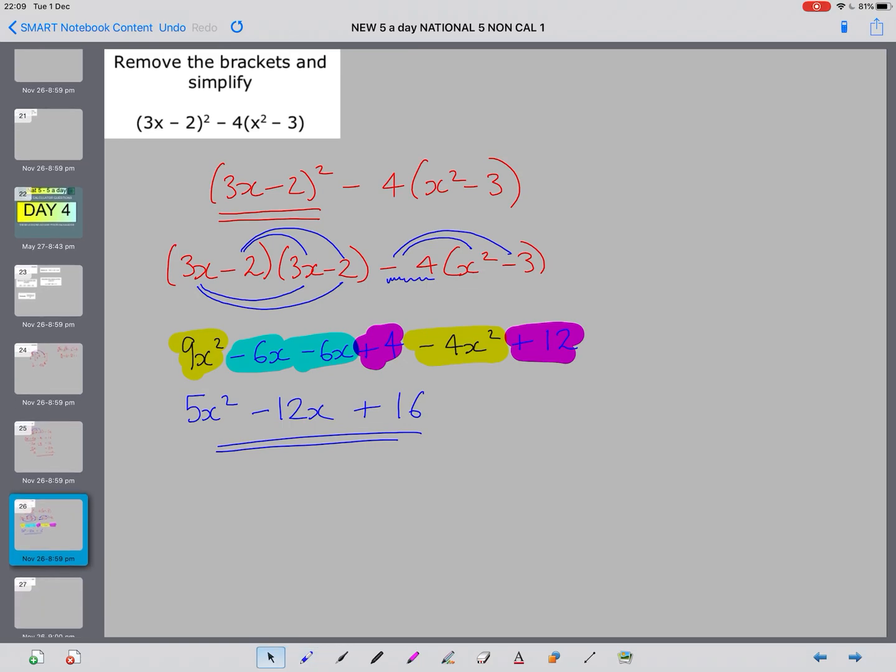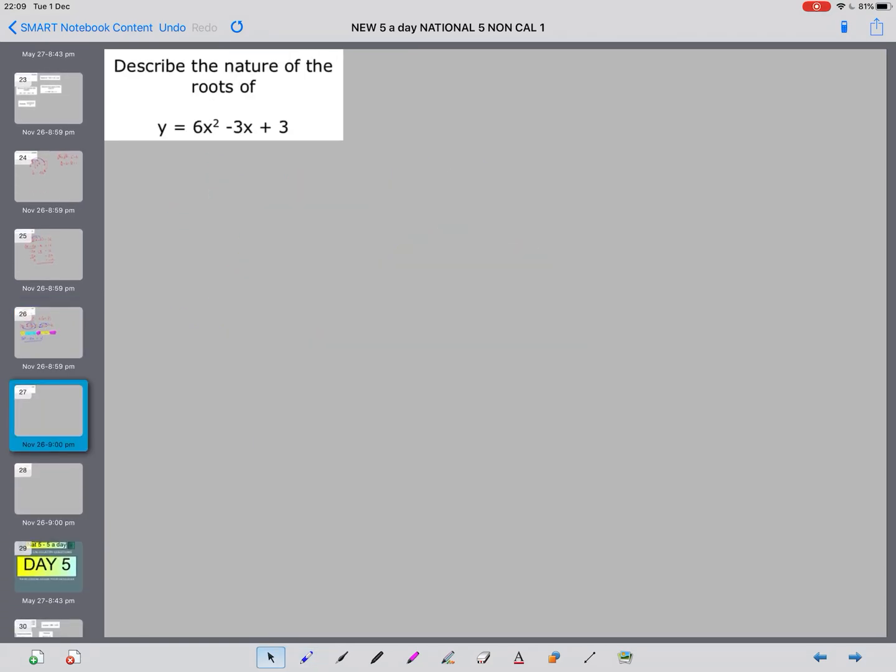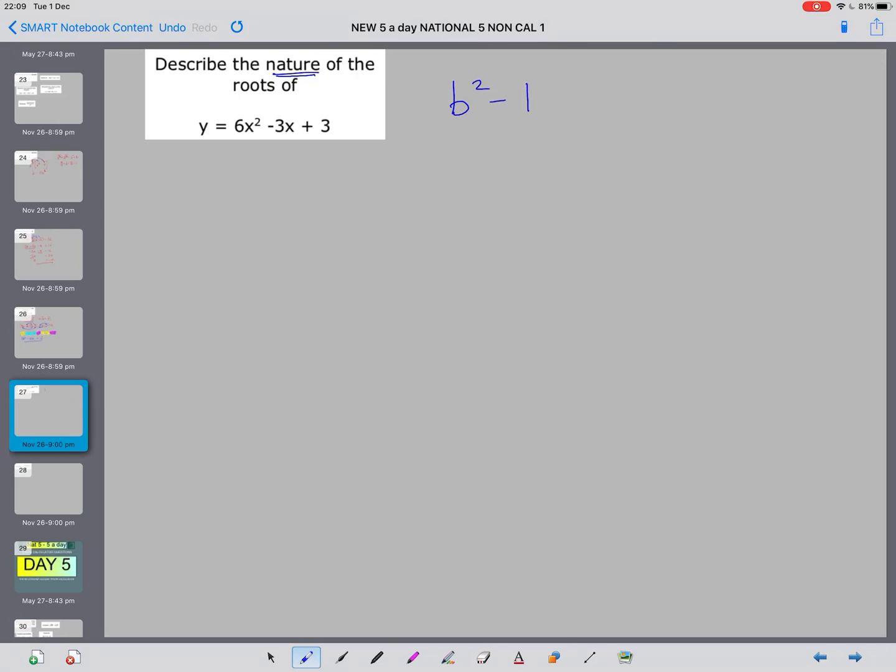Okay, next one. Determine the nature of these roots. So whenever you see that word nature, you should be thinking about the discriminant. Now the discriminant is b squared minus 4ac.